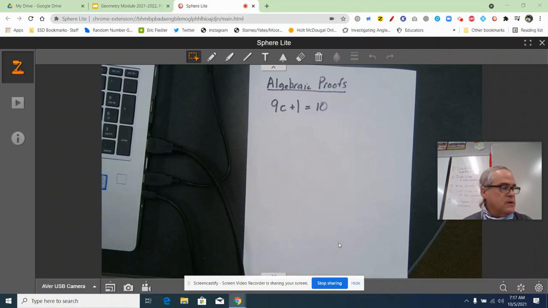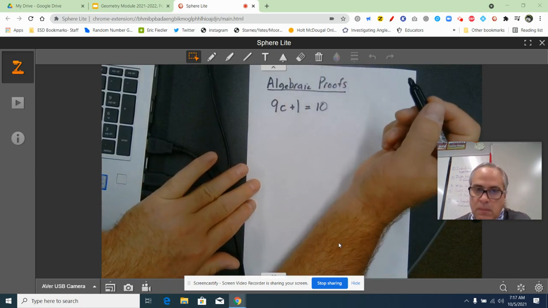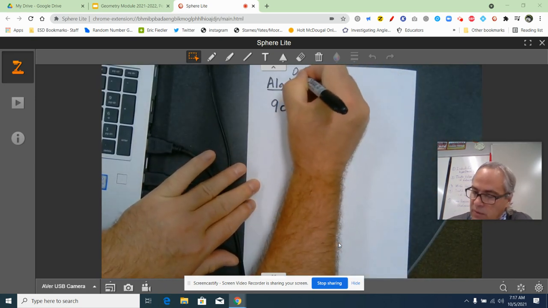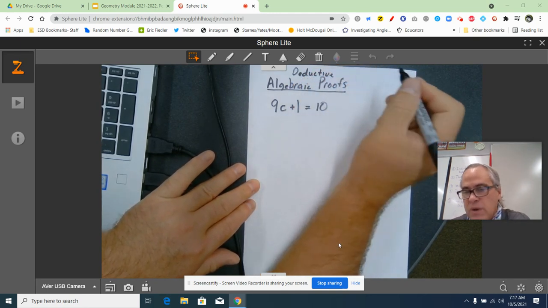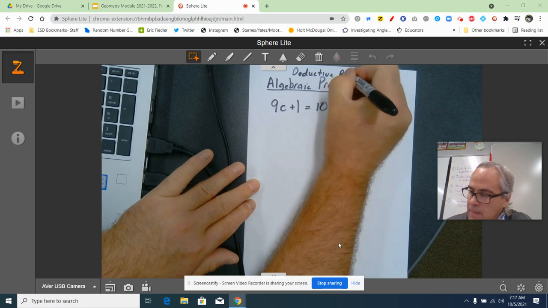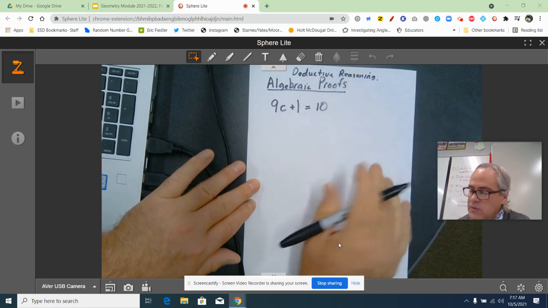Everybody, I'm going to show you guys how to do what's called an algebraic proof. And this is part of a larger idea, which is called deductive reasoning. And I think I've mentioned that a few times in class after we did that search for patterns, the inductive reasoning. And this is an example of it and kind of the intro to it.